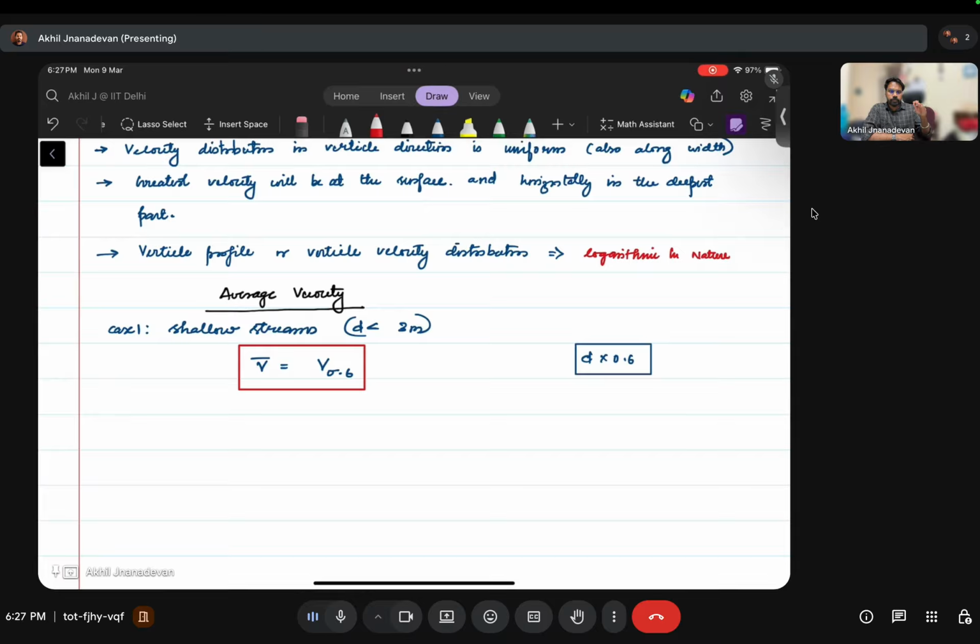Maximum velocity will be at the surface, right? So the average velocity, for a shallow stream that is, d less than 3 meter, will be considered as the velocity at a depth of 0.6 times the total depth. And for case 2, that is for deep streams, depth greater than 3 meter, the average velocity will be equal to the average of the velocities at v 0.8 and v 0.2, divided by 2 because it is average, right?